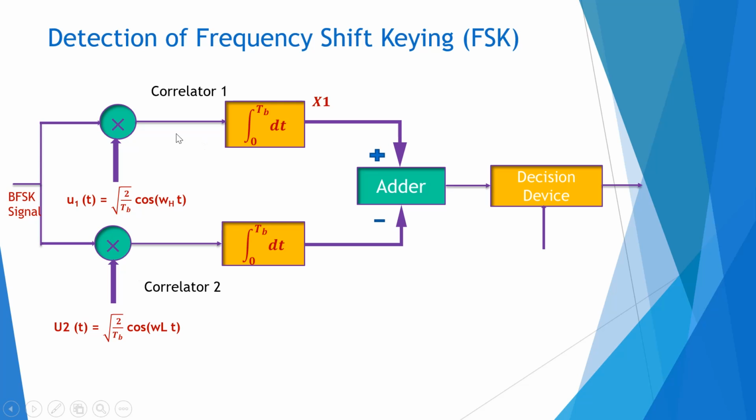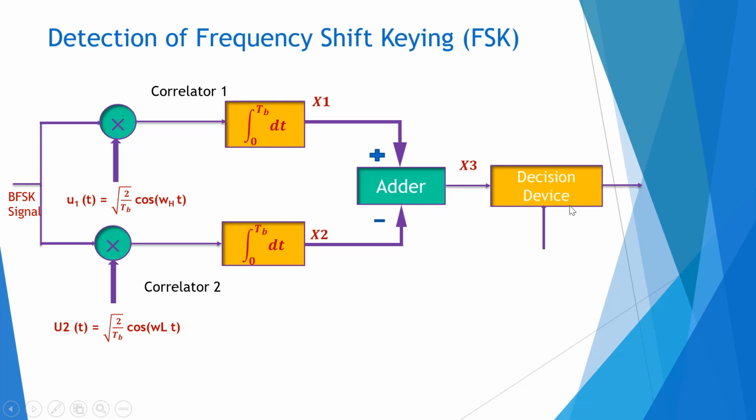So we are having two correlators over here. This is one correlator and this is correlator 2. The output of the first correlator is x1, whereas the output of the second correlator is x2. The outputs of the two correlators are then subtracted to get a signal x3, where x3 is equal to x1 minus x2.